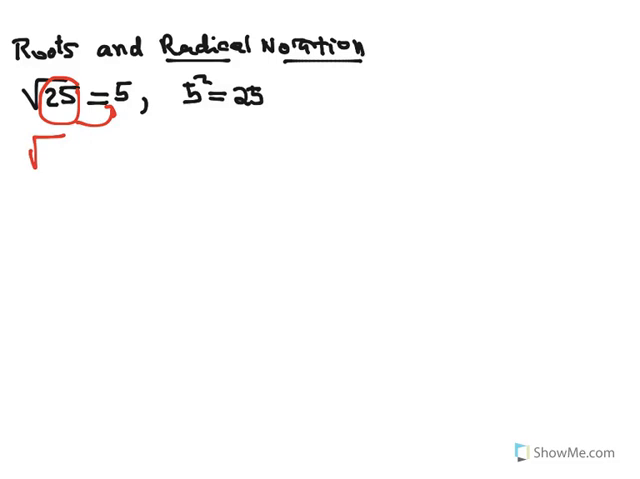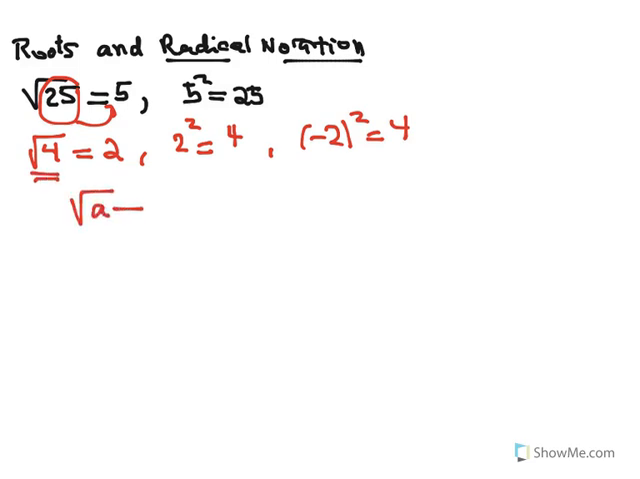Yeah? The square root of 4 is 2. Yes? Why? Because 2 squared is equal to 4. Right? But you may say, well, negative 2 squared is also equal to 4. Well, when we use the symbol square root of a, we mean the positive number, right, whose square is a.